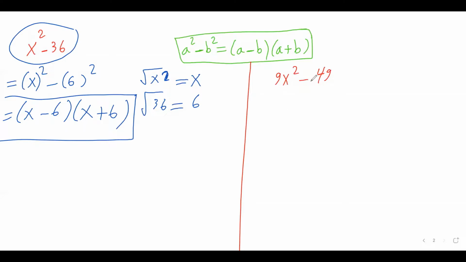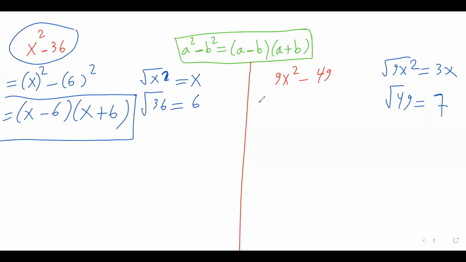I have 9x squared minus 49. So first I have to check and see if these two terms are perfect squares. So 9x squared, if I square root it, I get 3x. It's a whole number and a variable, so 3x. I know 9x squared is a perfect square because I square rooted and I got 3x. And 49, if I square root 49, that gives me 7. So I know 49 is a perfect square as well.